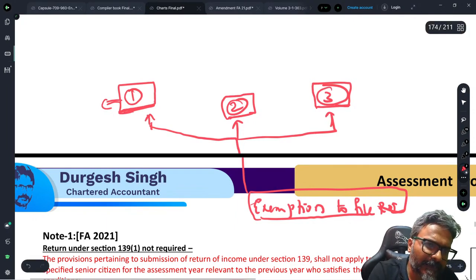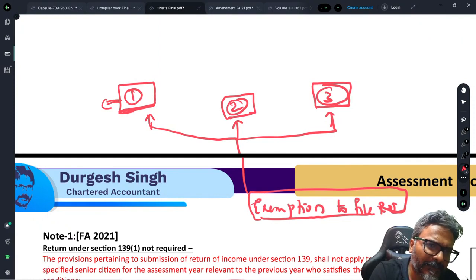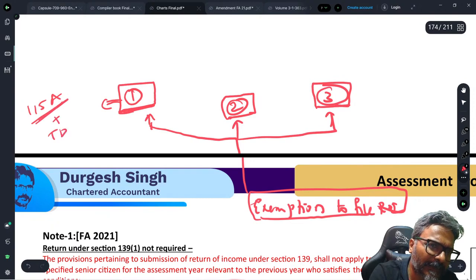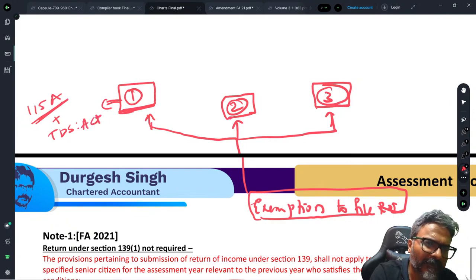The return of income will not be required to be filed in this case. I'll just quickly make a reference of it. Remember, if the income of 115A only is there and the TDS has been deducted as per the Act rate, TDS is deducted as per the Act rate. I hope that all of you are aware of this one.